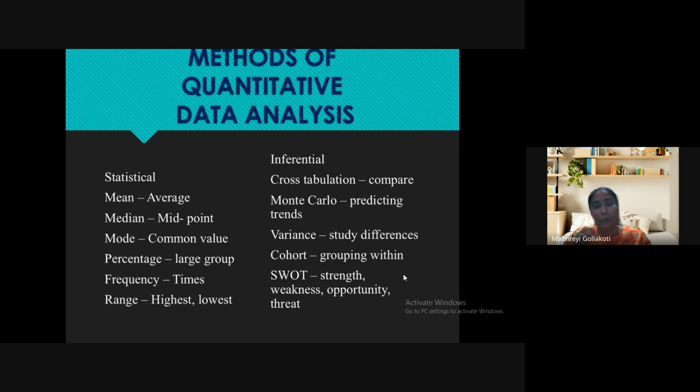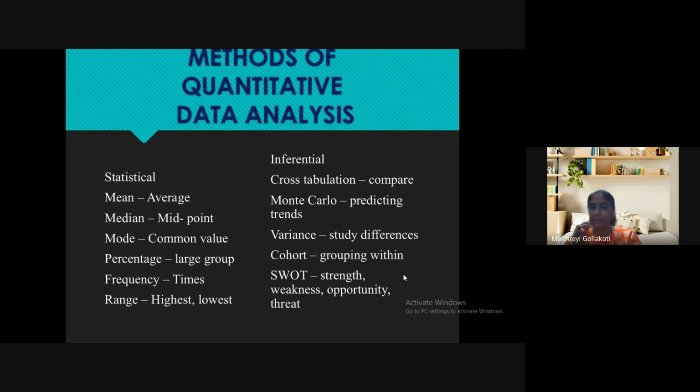Okay. And what is the median? In a given data, the midpoint value, whatever the midpoint is between the highest and the lowest, that midpoint value is called the median. Mode. Mode is the most common value that is found in the data.